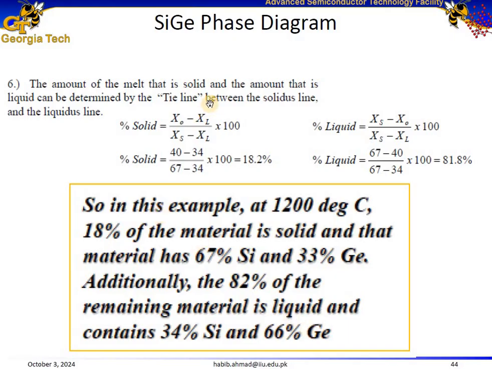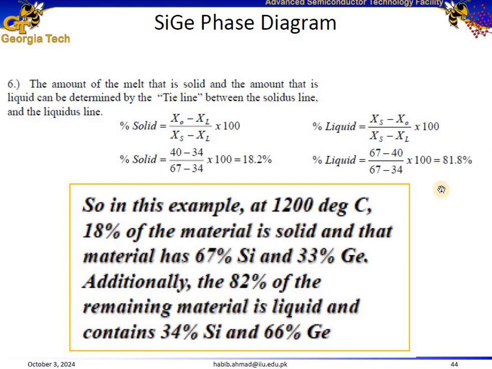Now, once again, how much of the material is solid and how much is liquid? In order to address that question, we use formulas. Percent solid is equal to x naught minus xl, divided by xs minus xl, times 100. The values are given, so 18.2% of the material is solid. Similarly, for the liquid, we can use these formulas, resulting in 81.8%, or simply subtract 18.2 from 100. It means that 81.8% of the material is liquid.